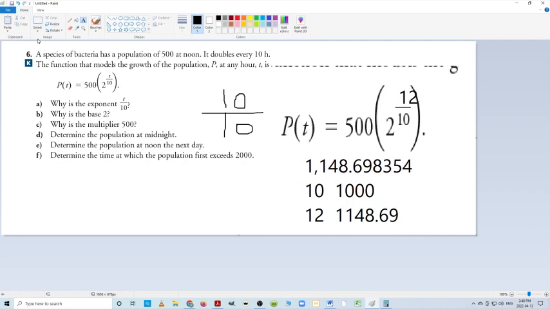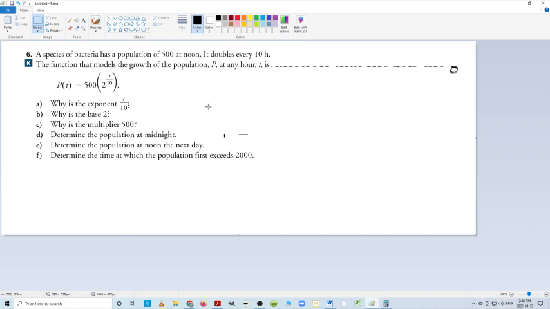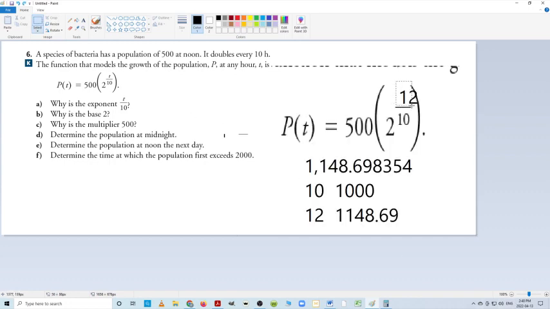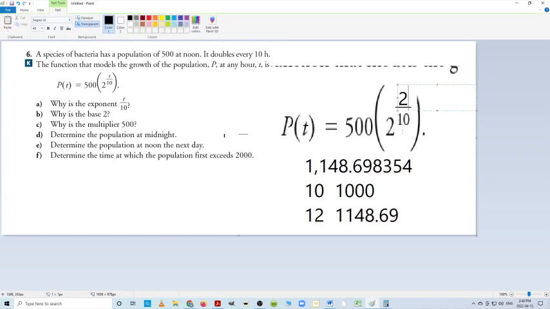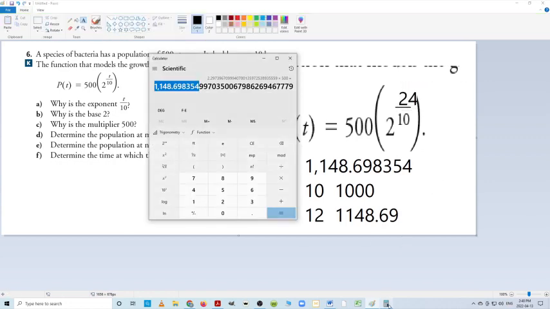Determine the population at noon the next day. Okay, so how many hours is noon the next day? It's 24 hours. So this up here becomes a 24. And it's the same thing. You're going to take 2 and you're going to clear your calculator. You're going to take 2. You're going to press X to the Y. You're going to open brackets. And you're going to hit 24 divided by 10. Then you're going to close the bracket so it does that fraction. Then you're going to hit equals.